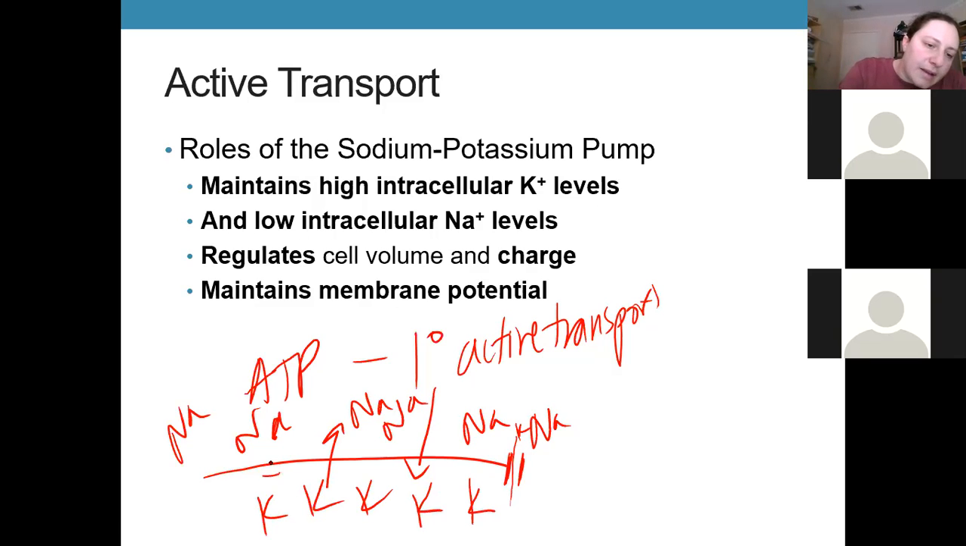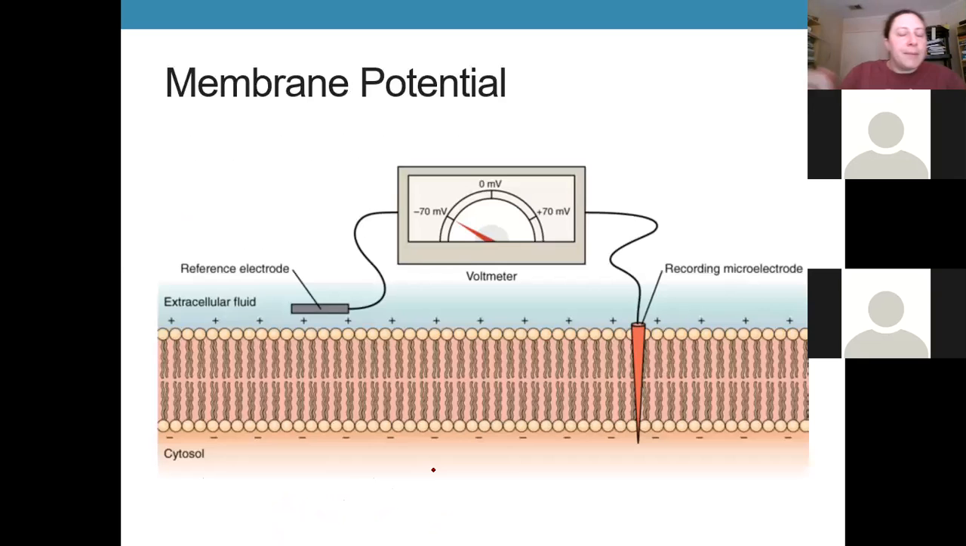And the net result of that is that there's always more positive charge outside of the cell and negative charge inside of the cell. And that is our resting membrane potential. So this negative charge, and you don't need to know the number, but it's typically about negative 70 millivolts, is being maintained by this active transport system that is basically constantly running because the cell isn't usually resting for very long.